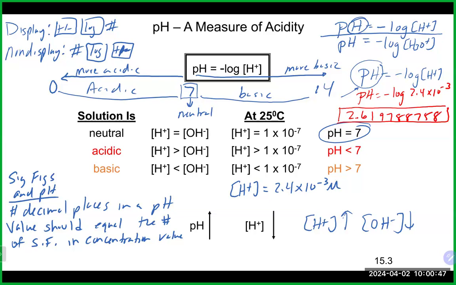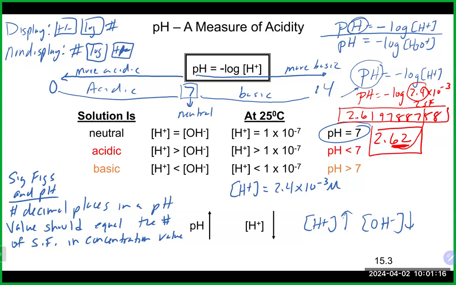I should take this to where? I should take it to 2.62. Yeah, so you should take it to 2.62. The number of significant figures in this number is 2 significant figures. That means that I end up with not 2 significant figures, but 2 decimal places in my pH value. So we're going significant figures to decimal places here.